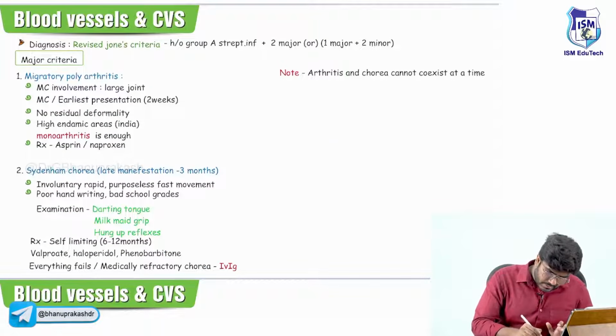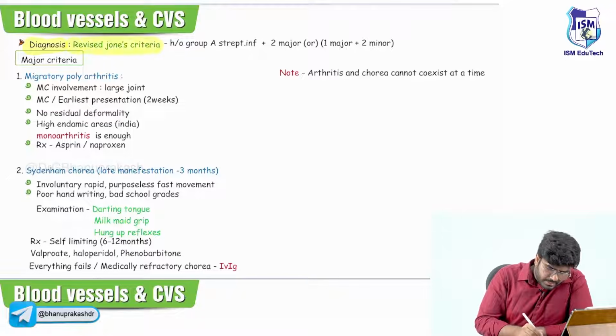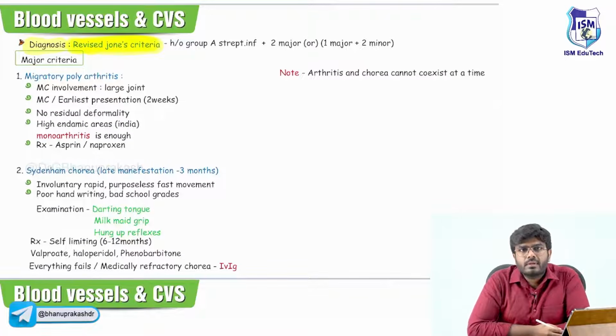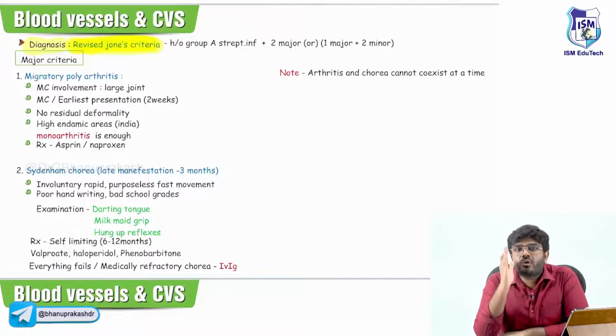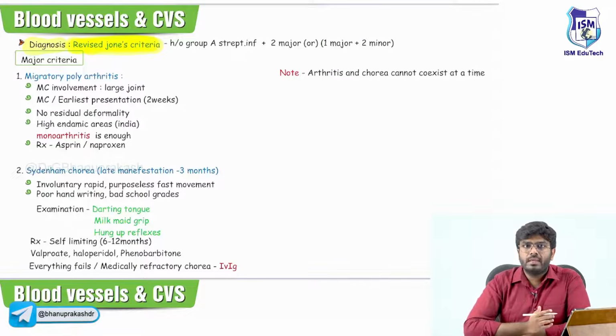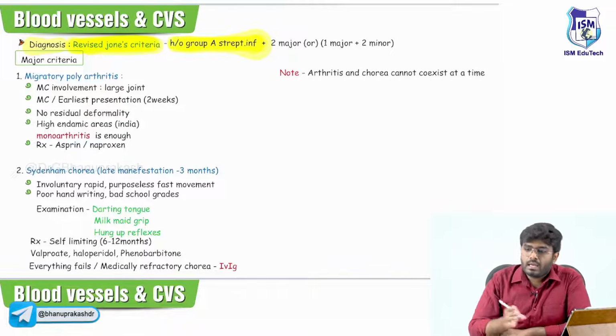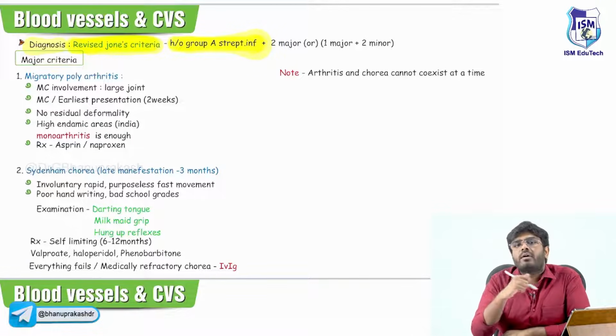So, diagnosis. Let's go one by one in order. Diagnosis is made with the Modified Jones criteria. According to this Jones criteria, if you want to say this fellow is having rheumatic fever, at least the patient should first have a history of group A beta-hemolytic streptococcal infection. The mother should say, yes sir, my child suffered with group A beta-hemolytic streptococcus. She should say that he suffered with pharyngitis 3 weeks back, or 4 weeks back, or 1 month back.